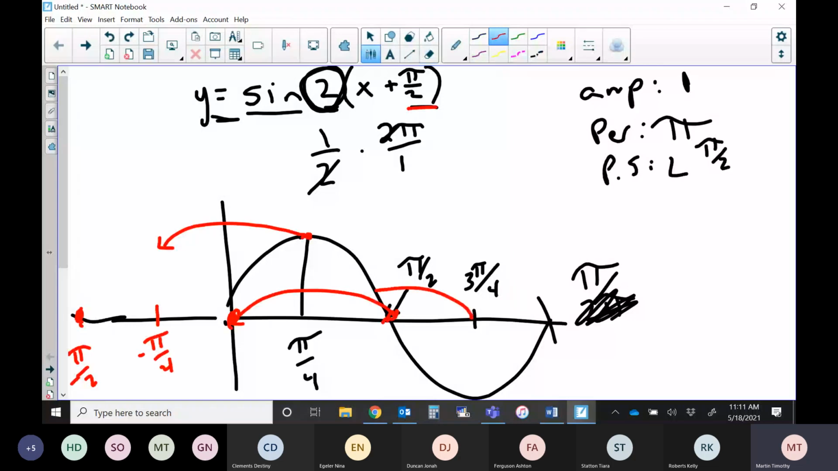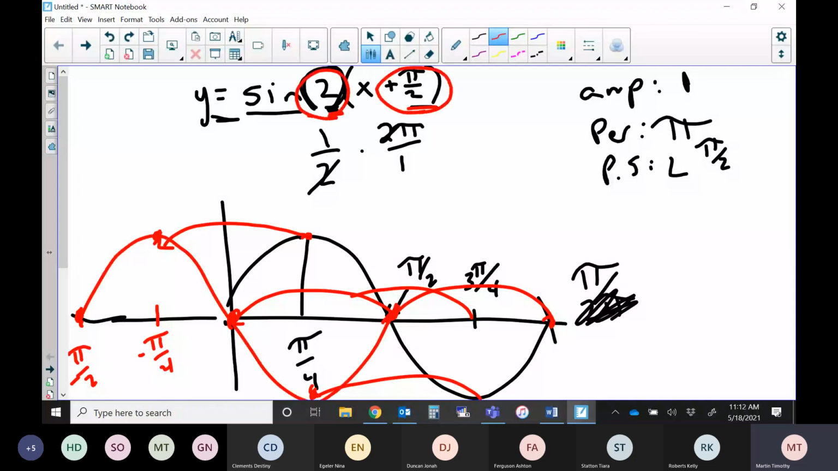This point right here will be here now. And this point right here will be back there. So it's going to look like that, where I shifted everything a pi over 2. That's what this affected. This made it so that a whole cycle happened in just a pi versus a 2 pi.